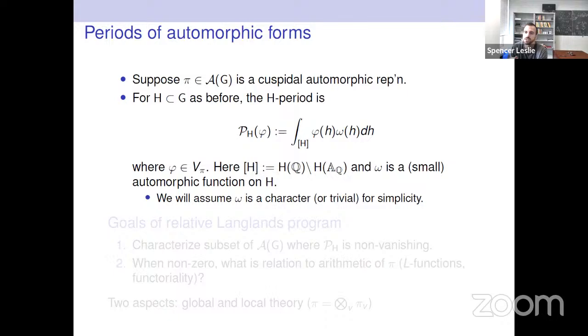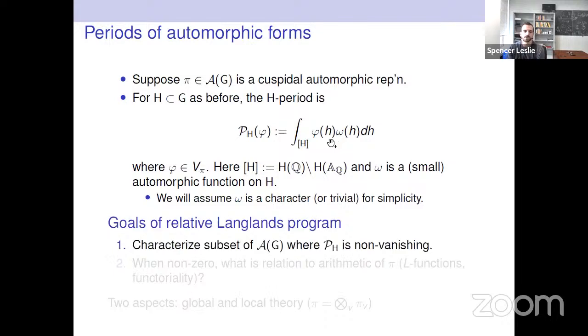But anyway, these are the sort of integrals that we are interested in. And we call such integrals automorphic periods. And so the content, or maybe the initial goals, of the relative Langlands program is to understand the properties of these period integrals. They show up in a vast array of applications, and we would like to have a more systematic understanding of these periods. So in particular, we could ask questions like characterizing the subset of pi where the period is non-vanishing.